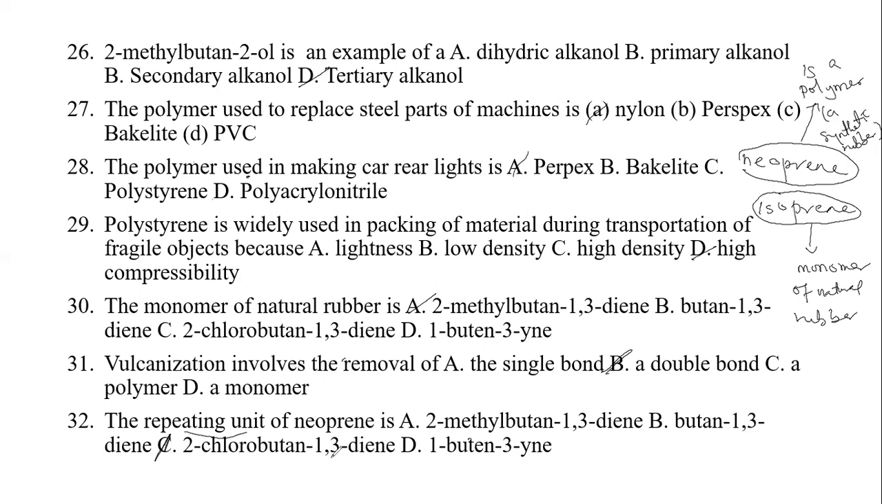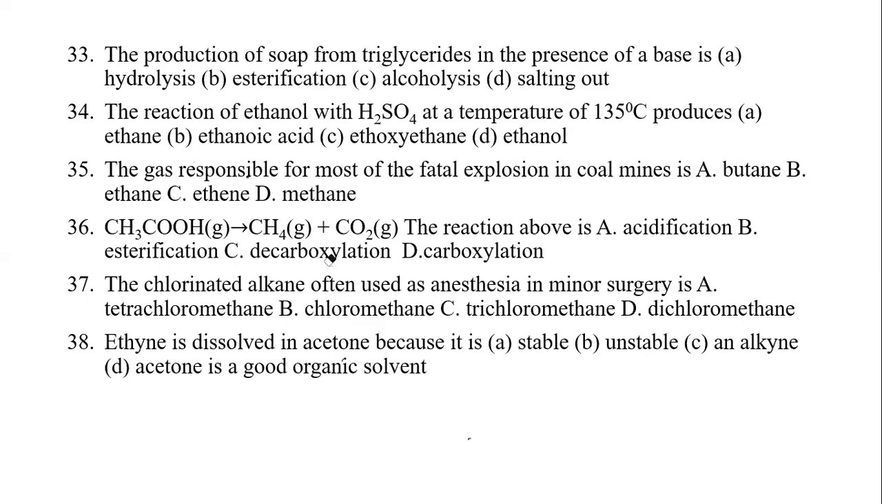So I'm going to question number 33 now. Question number 33 says: the production of soap from triglycerides in the presence of a base. Now, this triglyceride is fat and oil. So the production of soap from fat and oil in the presence of a base, which is sodium hydroxide most of the time, is what? That's the saponification process, right? The process for producing soap is the saponification process.